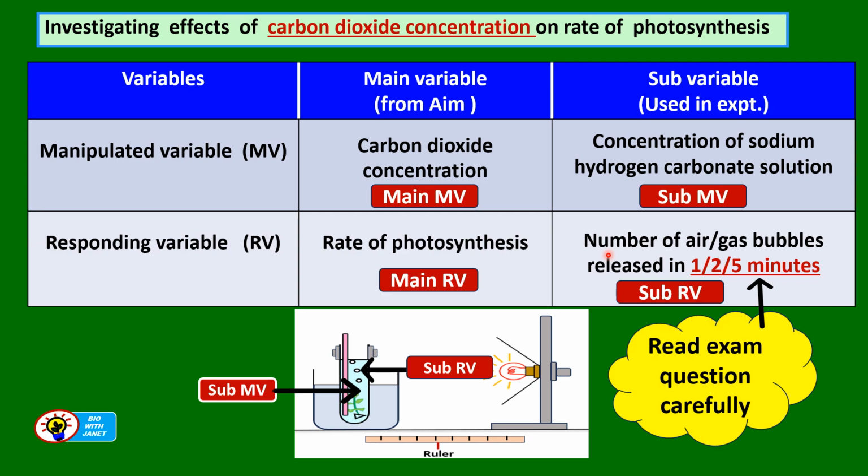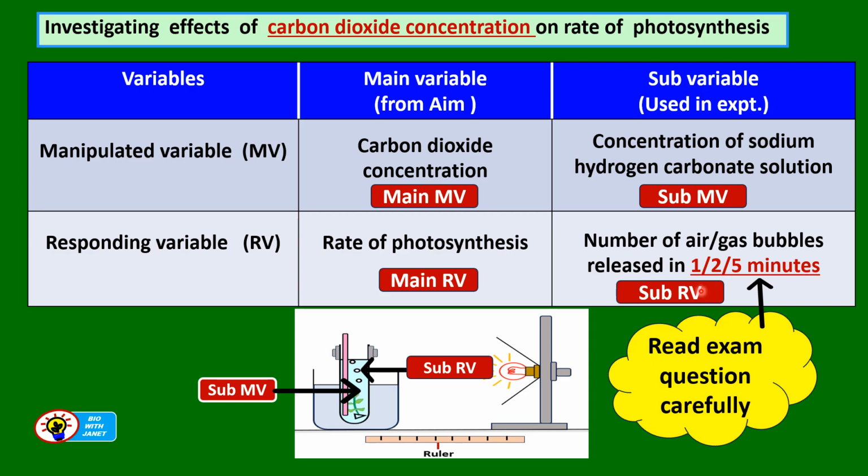Now, for the responding variable, what is the sub RV? That means, how do we measure the rate of photosynthesis? So we count the number of air or gas bubbles, oxygen bubbles, released in either 1 minute, 2 minutes, or 5 minutes. Now here you must read the exam question carefully and underline in how many minutes you're supposed to count the air bubbles. That's released in how many minutes. So it may not be the same as the textbook. Textbooks recommend counting the number of gas bubbles released in 5 minutes. It may be a shorter time because the practical is quite short.